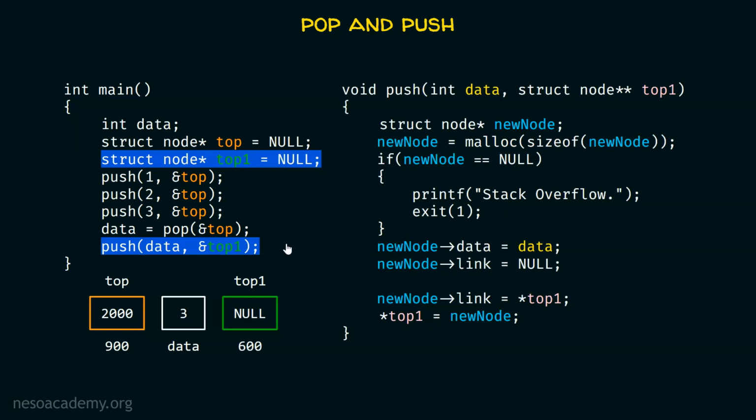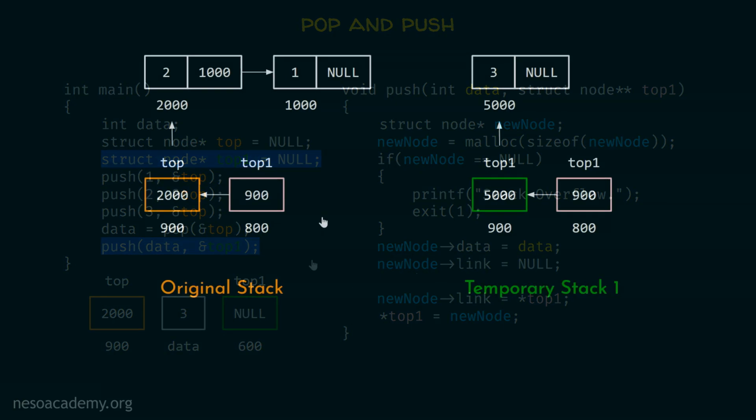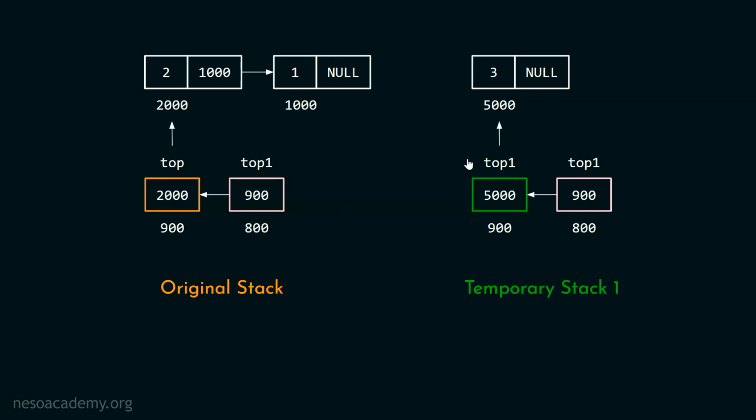After this call, definitely this value will get pushed inside temporary stack 1, right? You can see this push function. Now let's see the status of the temporary stack 1 after calling this push function. After the call to the push function, this is how our temporary stack 1 looks like. Here you can see that this top 1 pointer is pointing to this node, and in this node, the value is 3. So I hope the idea is clear to you how to pop an element from the original stack and how to push that element onto the temporary stack. It is very simple, right?